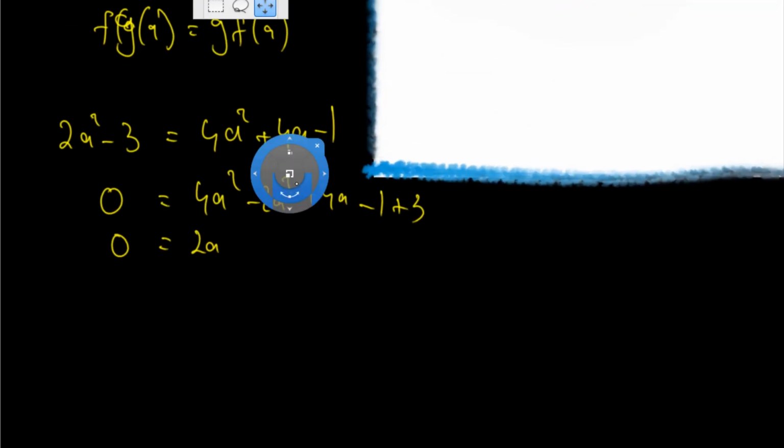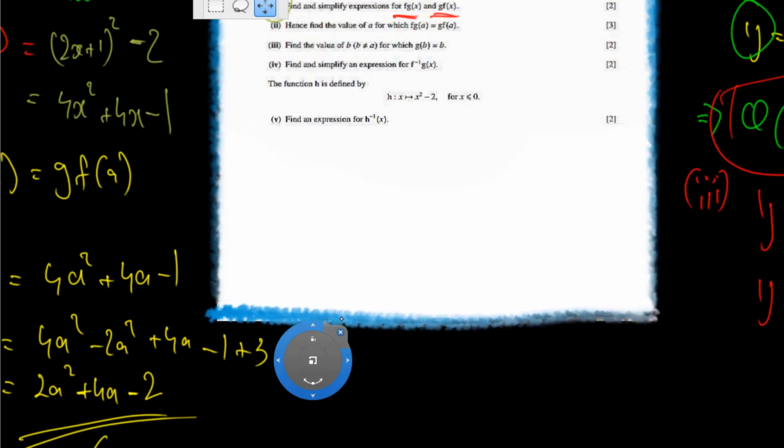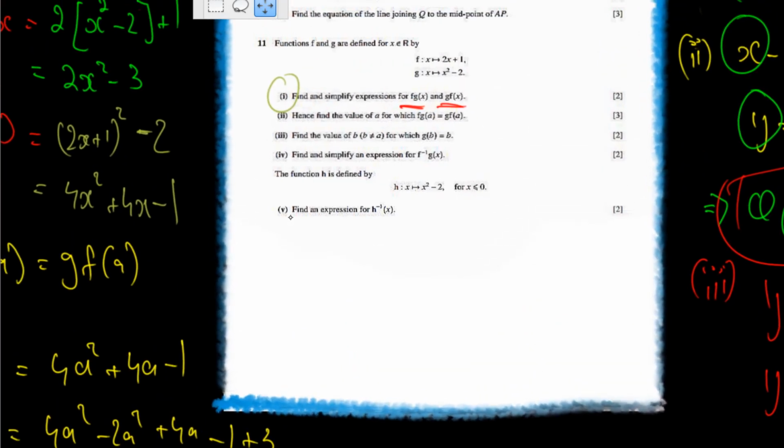Sorry, let me drag it down over here. 0 is equal to 2a square plus 4a minus 2. We have a quadratic equation situation over here, and if you were to use the formula, you will find the value of a to be a is equal to minus 1, and that's your answer right there. Okay, that's the answer for part 3.